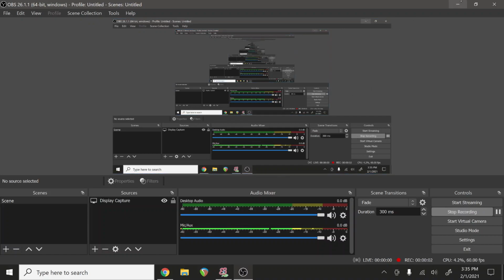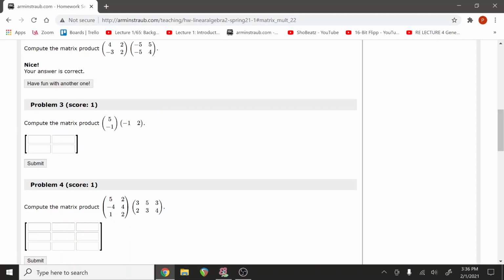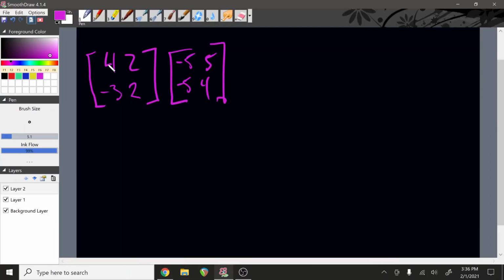Problem number 1 on homework number 1 for linear algebra. We're just doing a matrix product. All we're doing is taking this row and multiplying it against this column, and that will be row number 1 with column number 1.